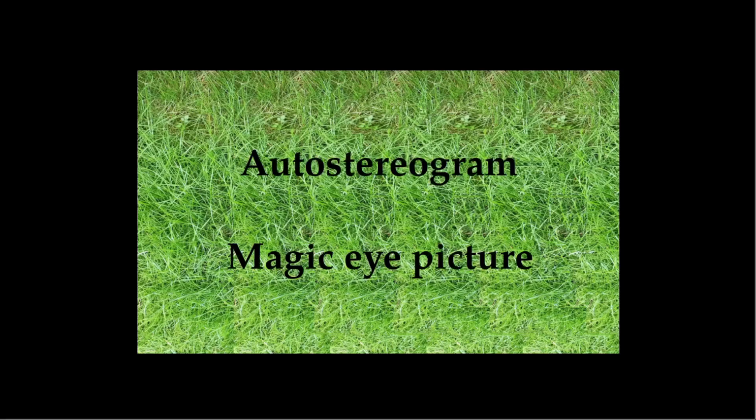This is a patch of grass, but there is a rabbit in the grass. In order to see it, you have to cross your eyes. If you do it properly, you should be able to see the 3D image of the rabbit popping out of the screen. Images like this are called autostereograms or magic eye pictures. You can pause the video here if you want to try and see the rabbit yourself.